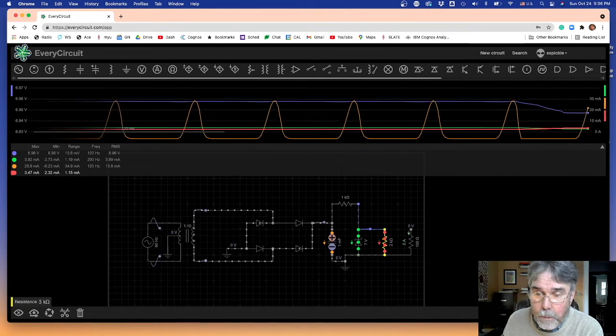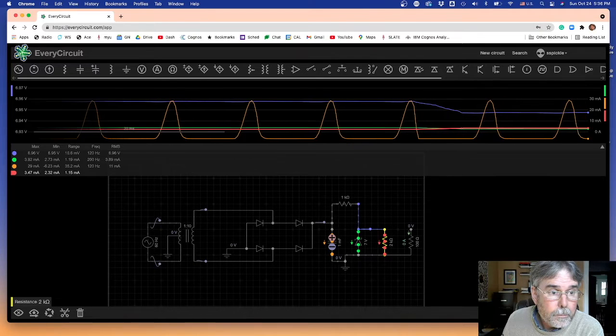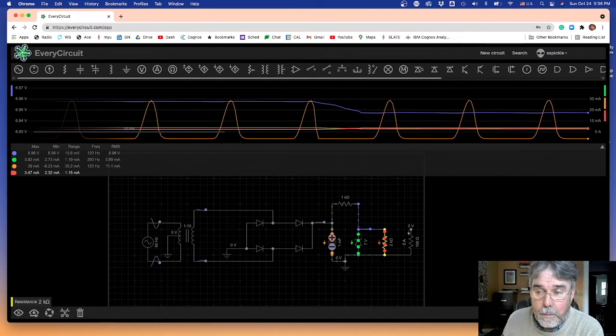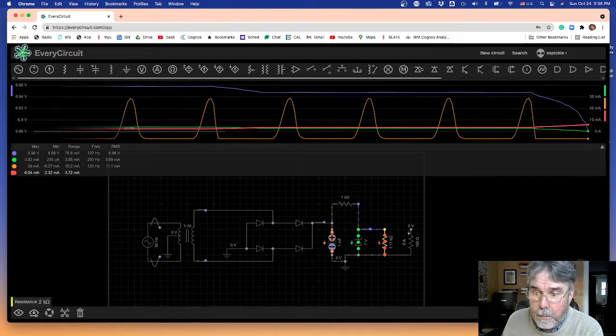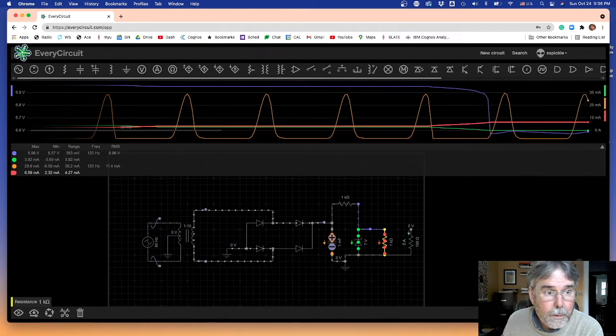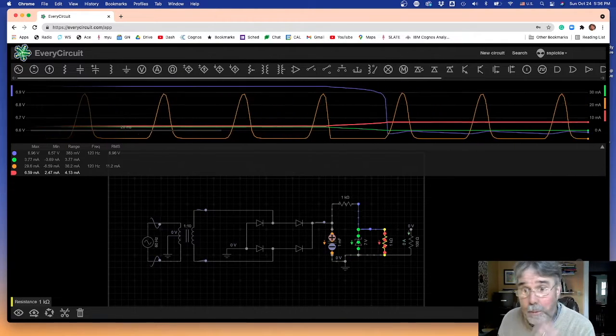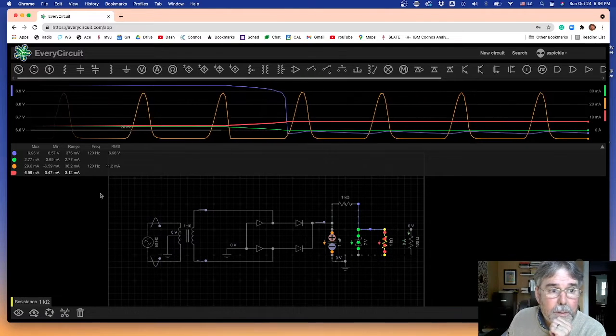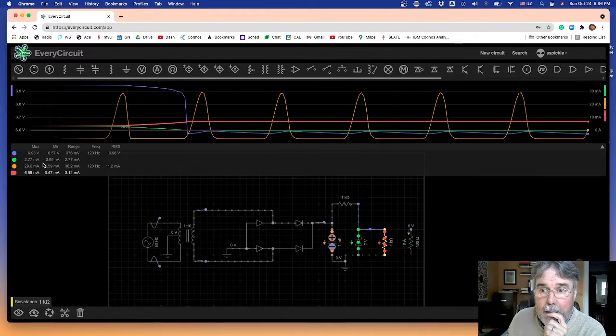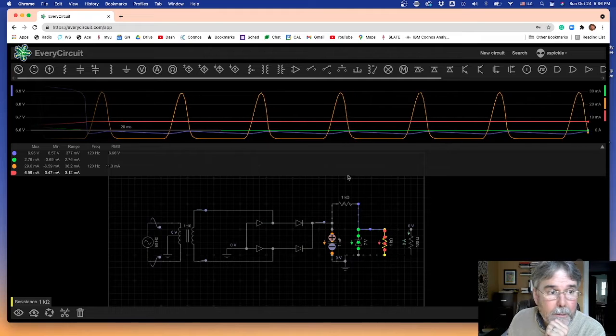Let's bring it down some more. Okay. Bring it down some more. Uh-oh, now I'm in trouble. So now you'll notice that the Zener current is now fluctuating.